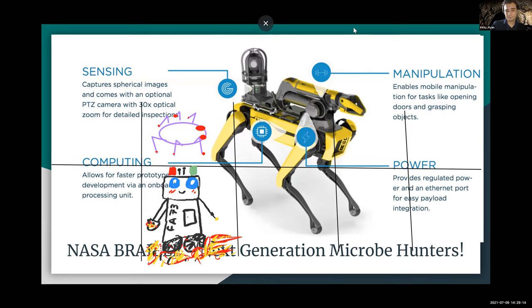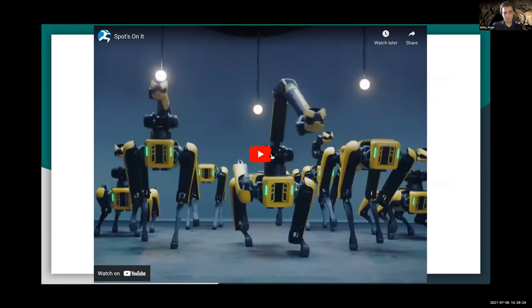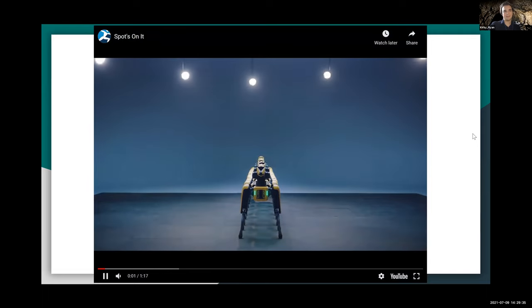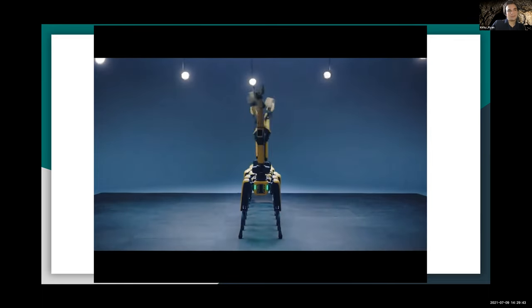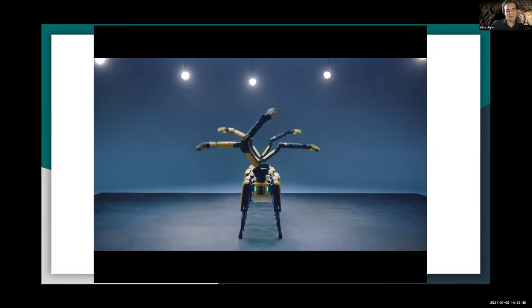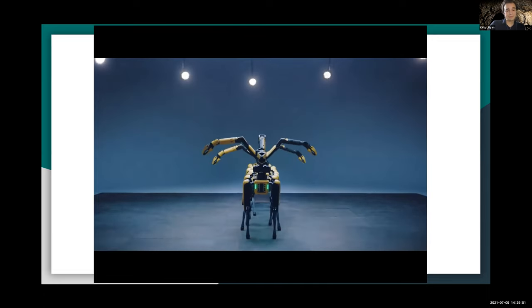So let's move into our next one. Here is just a really quick, I won't play this whole thing, but here's a quick idea on what these robots can do. I hope everyone can hear the sound, but it's a music video that they programmed these robots to dance to. So these are really powerful robots.